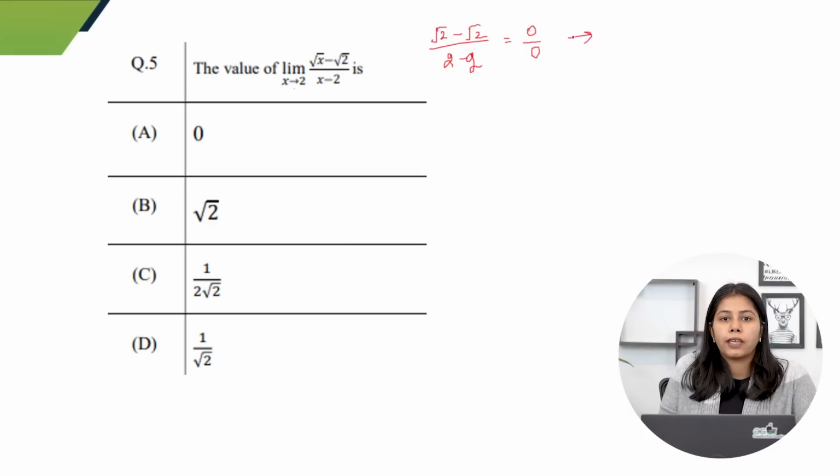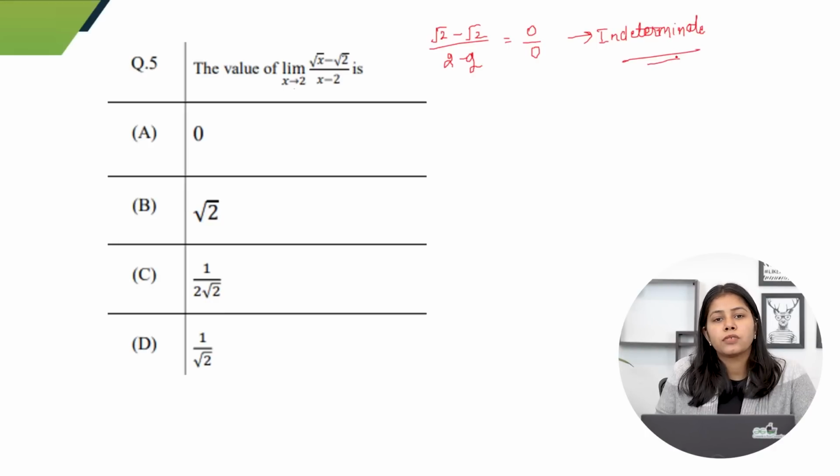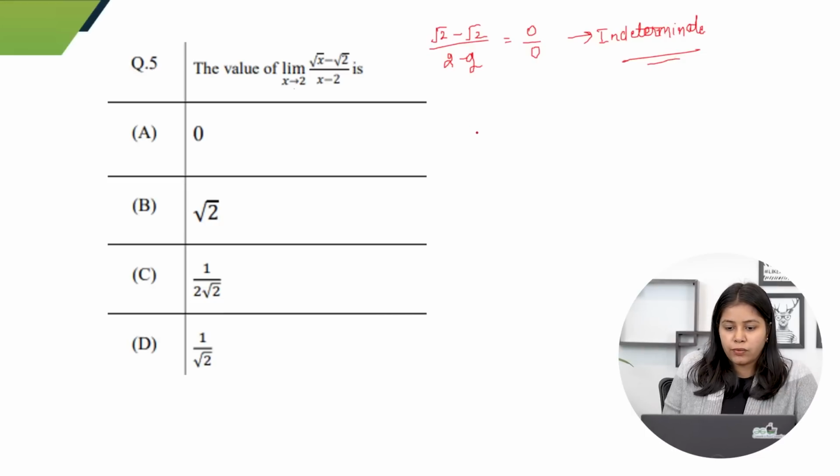And we know that if I get 0 by 0 form, that is my indeterminate form. And how do we solve these indeterminate forms? We'll differentiate numerator and denominator with respect to x, and then we'll apply the limit. And this is what we call our L'Hopital rule.